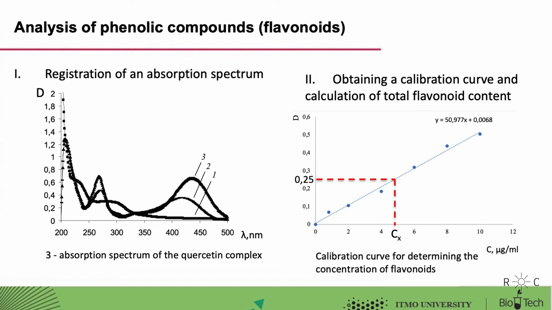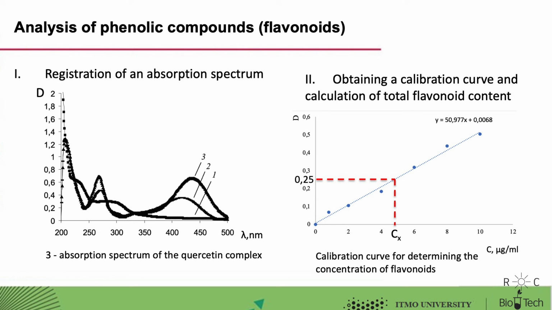Consider the analysis of such an important group of phenolic compounds as flavonoids. Phenolic compounds are mainly analyzed by instrumental methods. At the first stage, it is necessary to choose a standard reagent. Quercetin or rutin are usually used for the analysis of flavonoids, and its spectrum is obtained, which is used to determine the absorption maximum. Next, at this maximum, the optical density is measured for a series of standard solutions with a known concentration in the range under study, and the calibration curve is built.